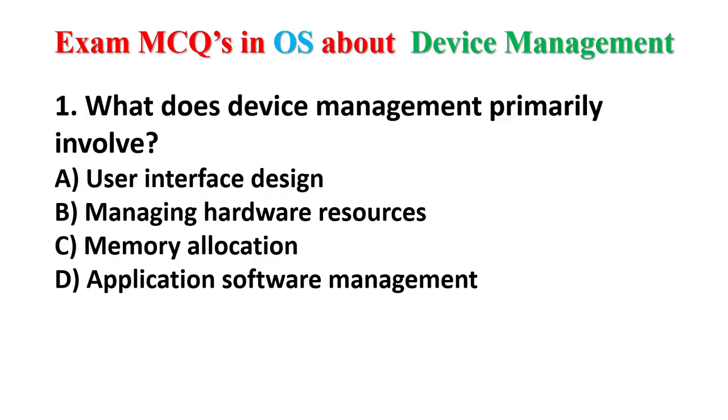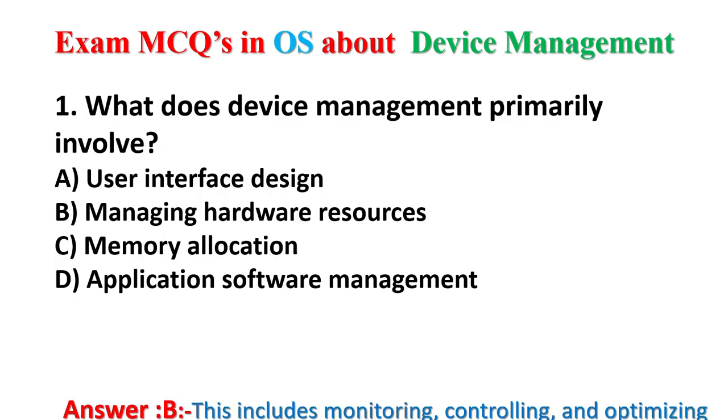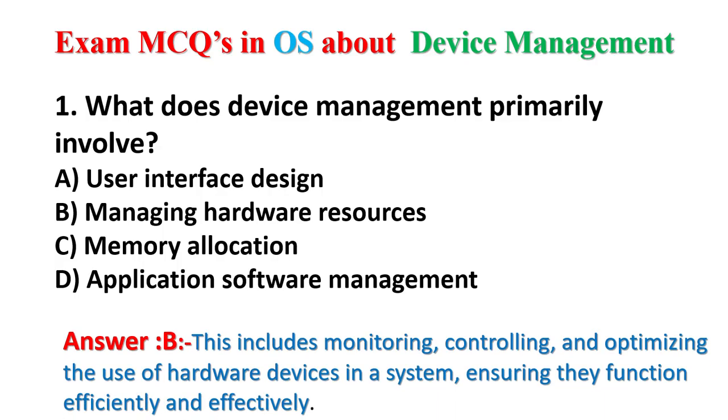Let's see today's video. The first question: what does device management partially involves? A. User interface design. B. Managing hardware resource. C. Memory allocation. D. Application software management. The correct answer is B. This includes monitoring, controlling, and optimizing the use of hardware device in a system, and also ensures the hardware devices function efficiently and effectively.